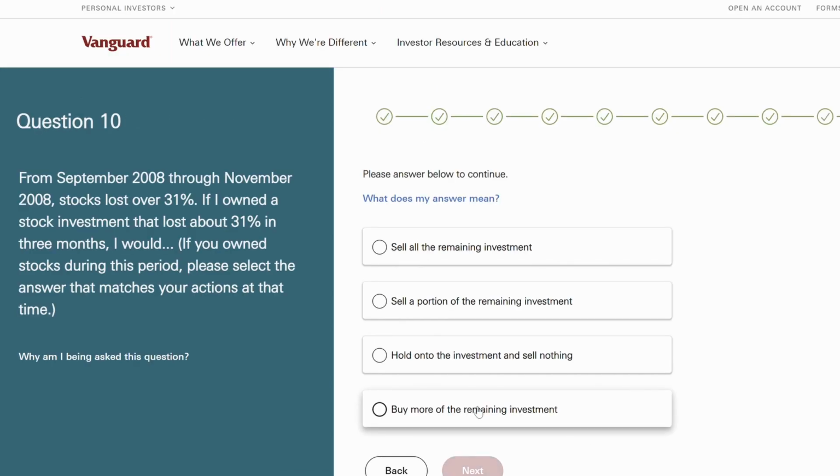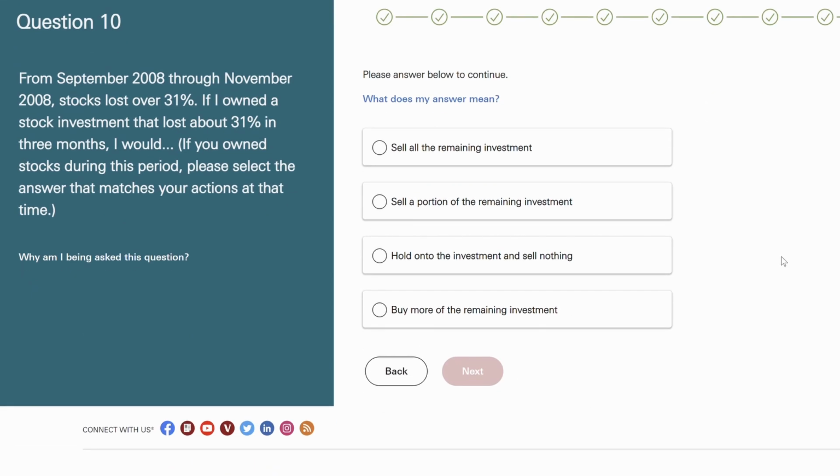Question number 10: from those dates, stocks lost over 31%. If I own something that lost 31%, and if I had a stable job and I was on the path to financial independence, I would buy more of that investment because they are on sale.